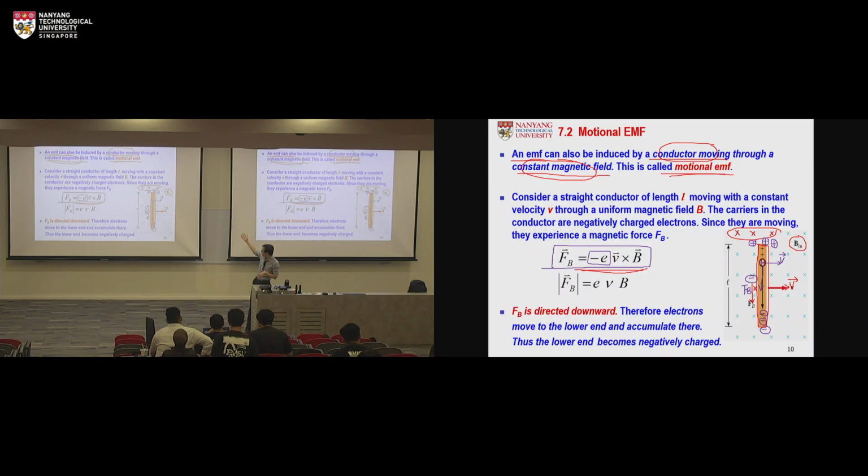As long as you have this B and V, this FB is always going to be there. That is to say, there must always be a finite FB on the electron. But at a certain point, you don't want this electron to accumulate along this direction. So what do you need to do? Change the B field, of course, that is one way. Any other way? Again, now we are talking about the constant B.